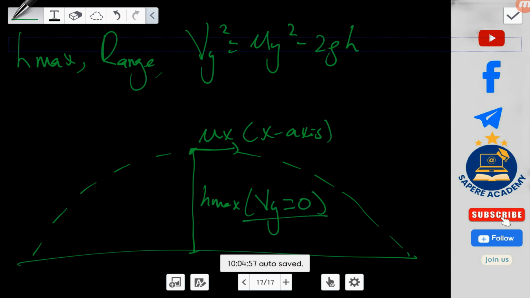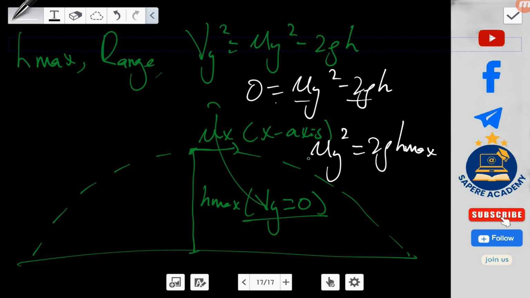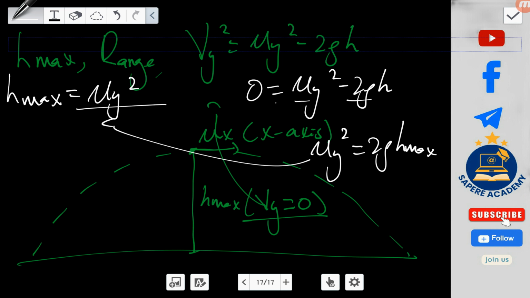Because v of y is going to equal 0, substituting it here, what I'm going to find is 0 is equal to u of y squared minus 2gh. Because this is 0, this means that these two positions are equal. From the equation, we can see that u of y squared is equal to 2g h max. So h max is going to equal u of y squared divided by 2g.